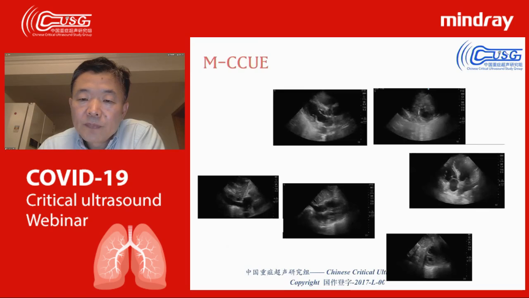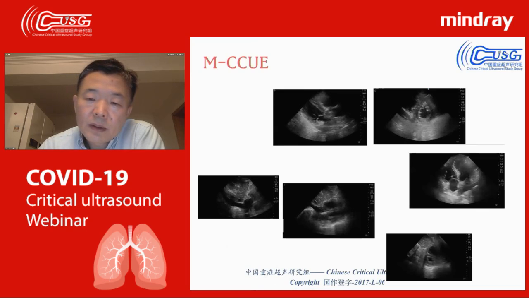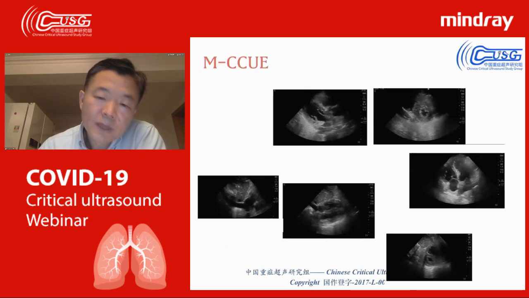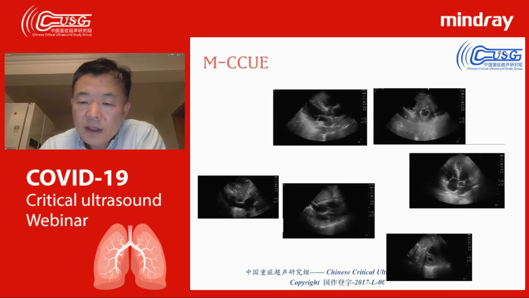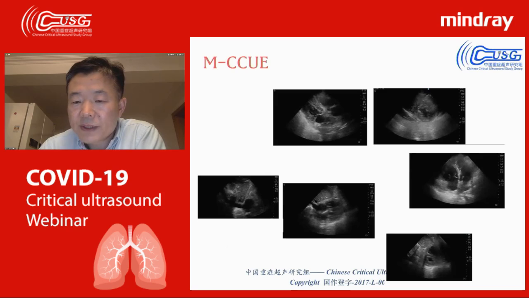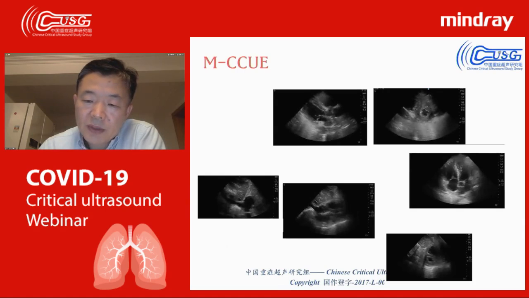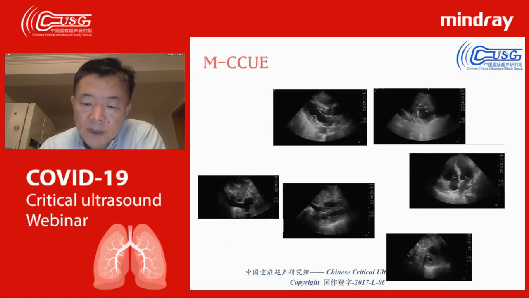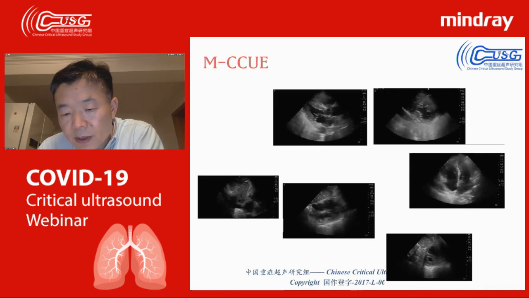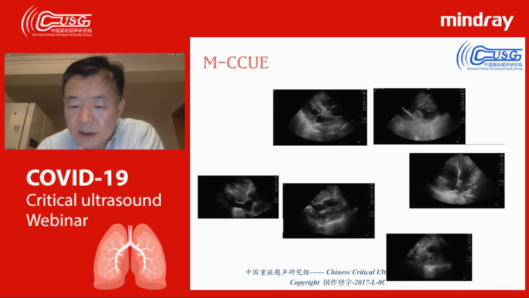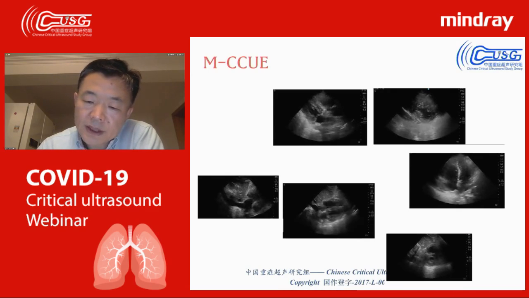It's not very clear, but we can see a little bit in the end systolic phase, more or less we can see the D shape. And from the apical four-chamber view, you see the right ventricle is enlarged, and the right atrium is more or less okay. And in the subcostal part, you see here the left ventricle, from the apical part of the heart. You see it's a D shape.